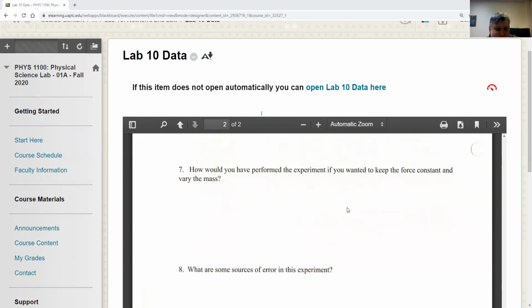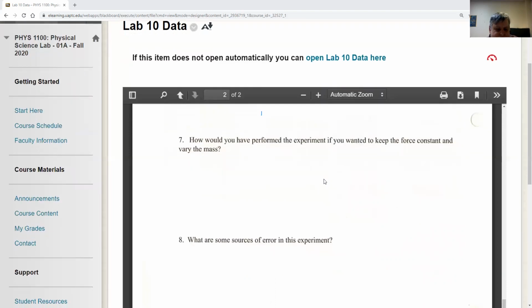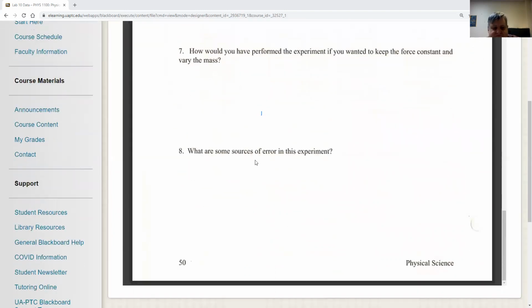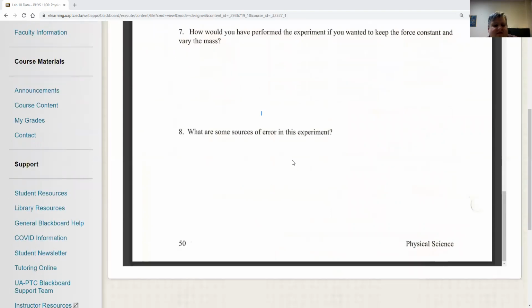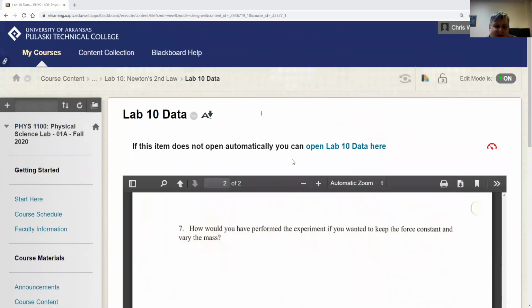Using what I just mentioned for question number 6, see if you can come up with an answer for number 7. How would you perform this experiment if you wanted to keep the force constant but vary the mass? And then on number 8, give some source of error in this experiment. So I'm leaving questions 7 and 8 for you to do on your own. And hopefully that will get you through this lab.